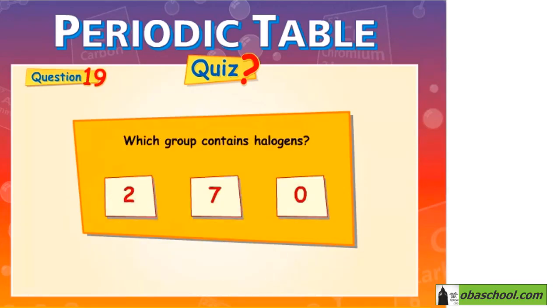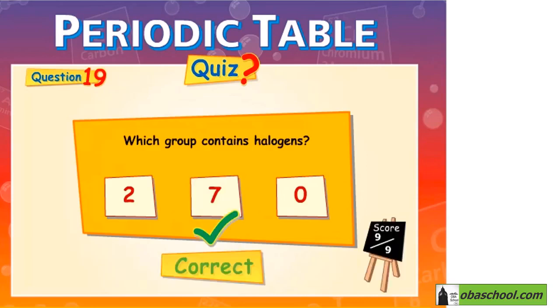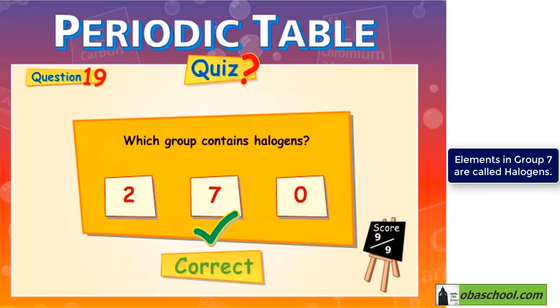Which group contains halogens? Group 2, Group 7, or Group 0? The correct answer is Group 7. Elements in Group 7, which is column number 17 in the periodic table, are called halogens. Group 2 has the alkaline earth metals, and Group 0 is called noble gases. The elements in each group have similar properties.